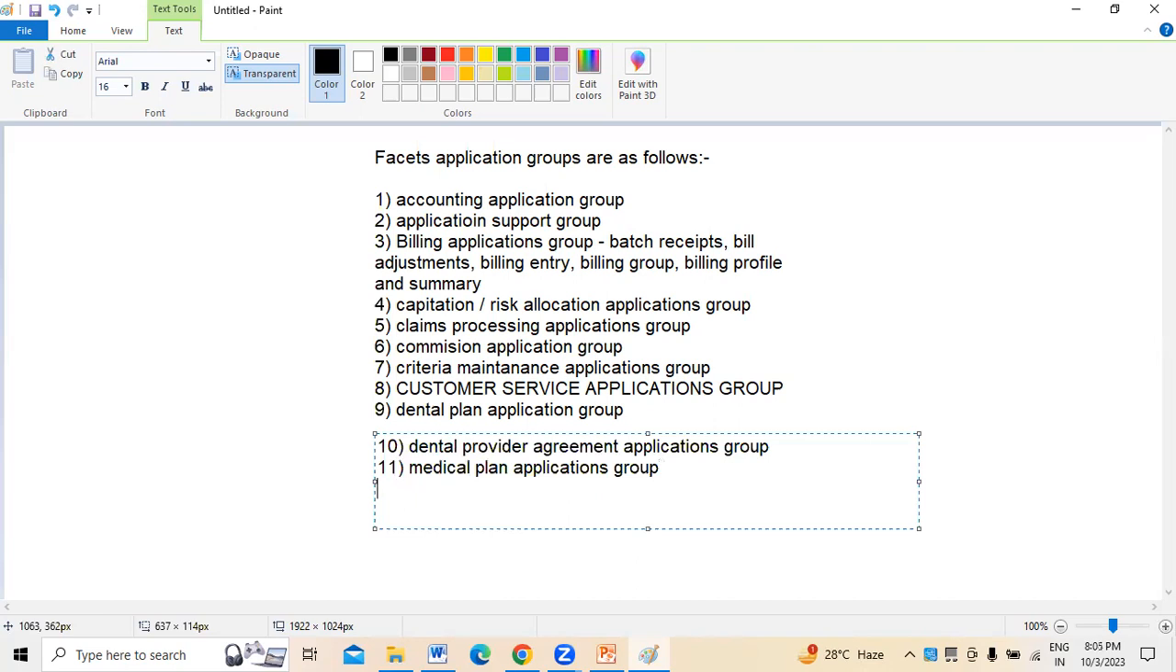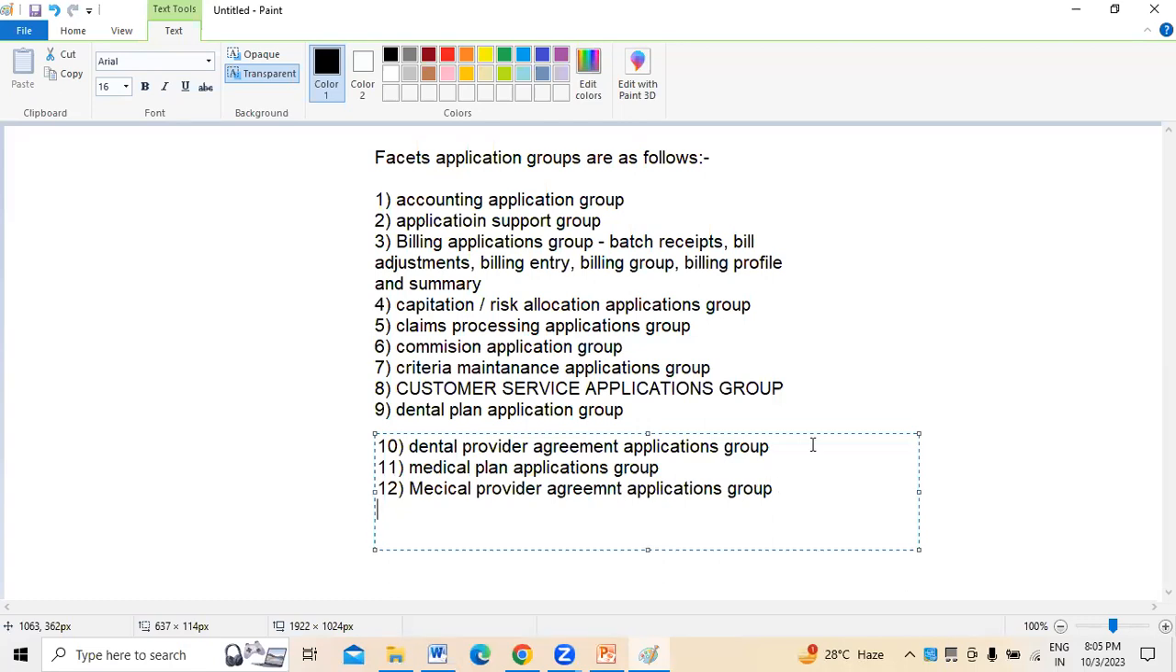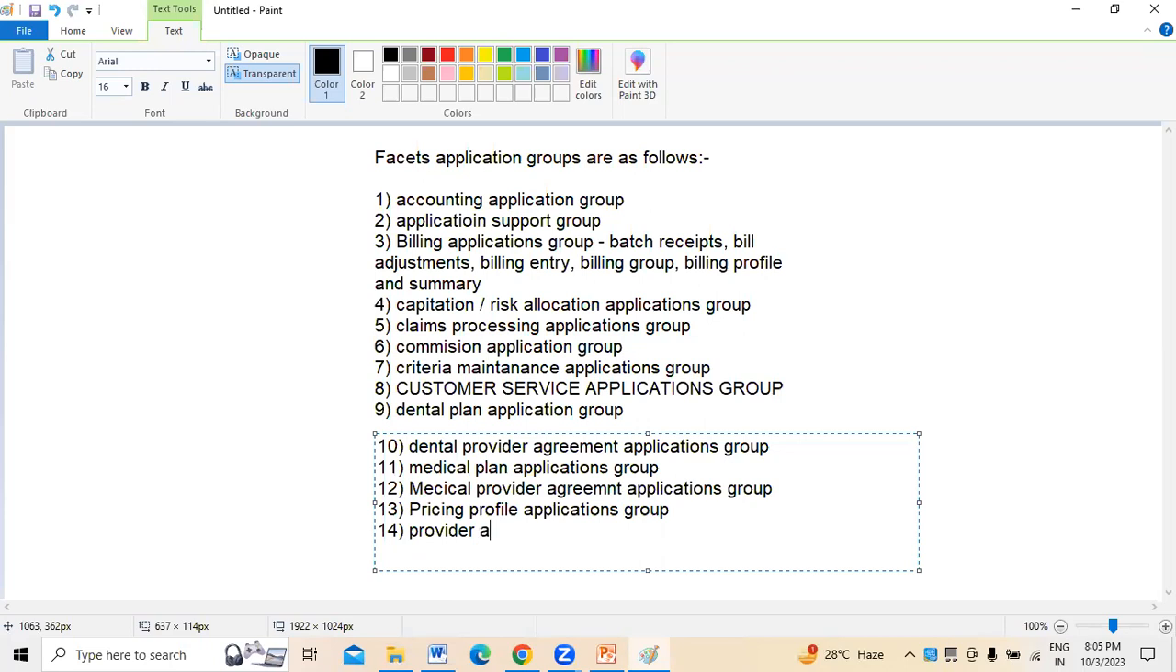At the same time, medical provider agreement applications group. Next, we will be having the pricing profile applications group. Next one will be for provider applications group.